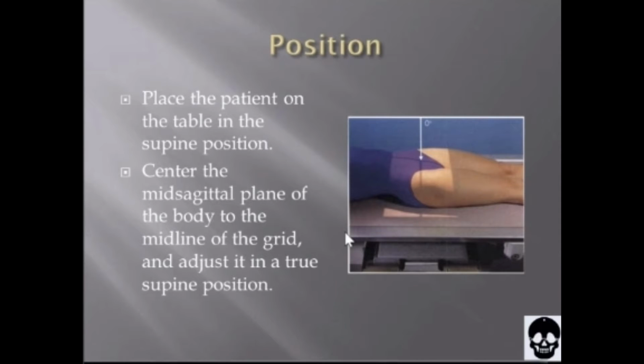The image receptor we are using is a 35 by 43 centimeter crosswise grid. The central ray is perpendicular to the midpoint of the image receptor.